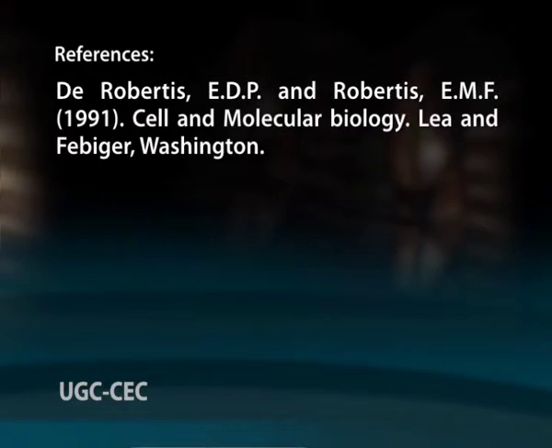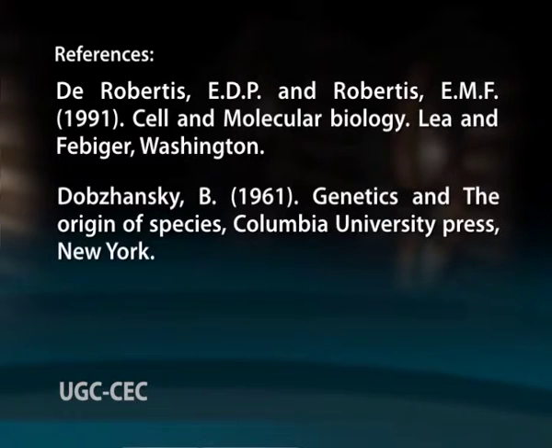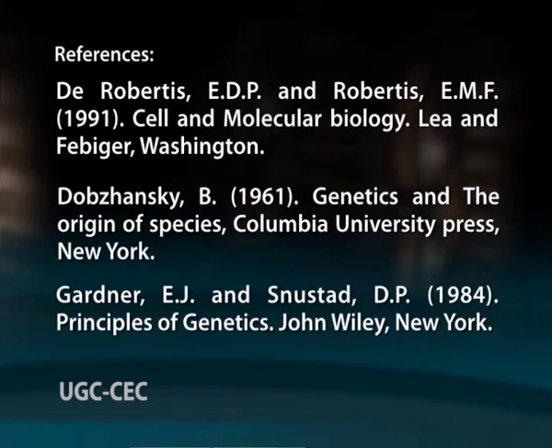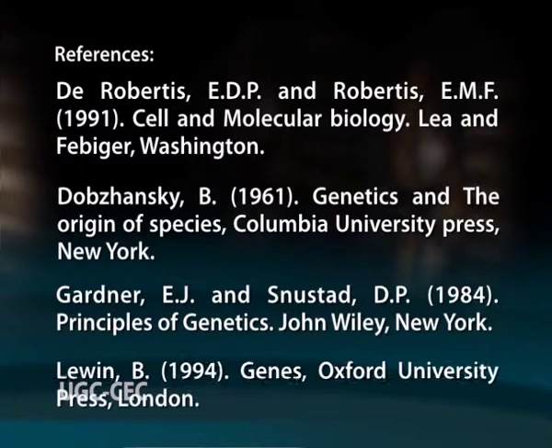Now, I am giving you certain references for your further reading. The first one is a book entitled Cell and Molecular Biology, authored by De Robertis and De Robertis in 1991, published by Lea and Febiger, Washington. Second one is Genetics and the Origin of Species, authored by Dobzhansky in 1961, published from Columbia University Press, New York. The third book is Principles of Genetics, authored by Gardner and Snustad in 1984, published by John Wiley, New York.